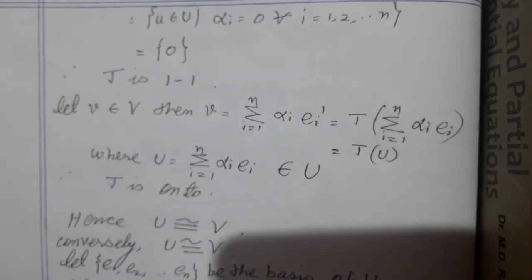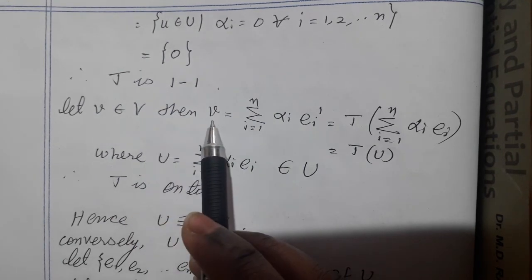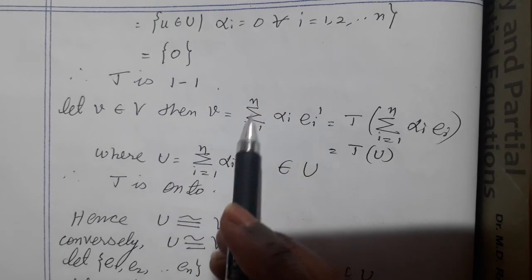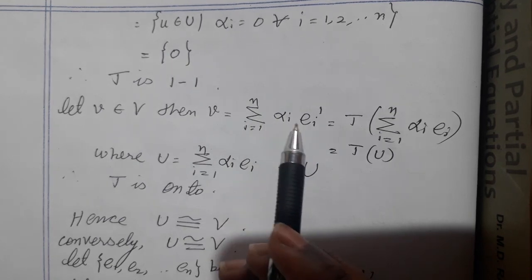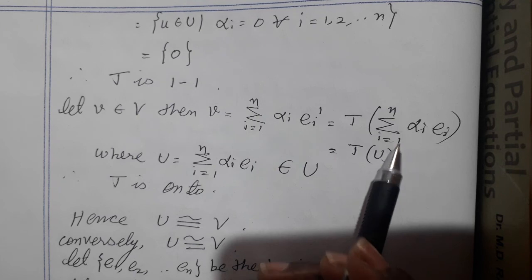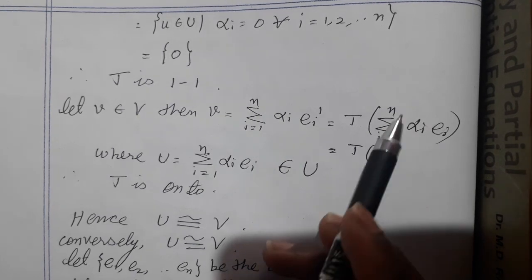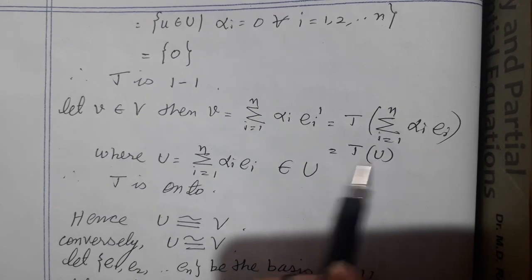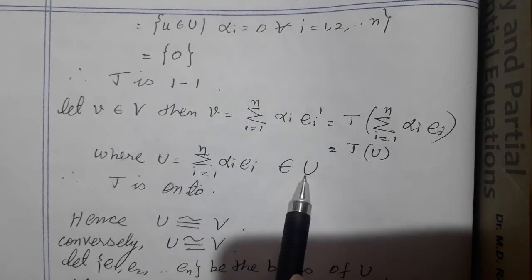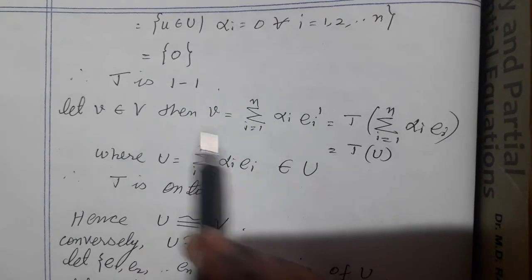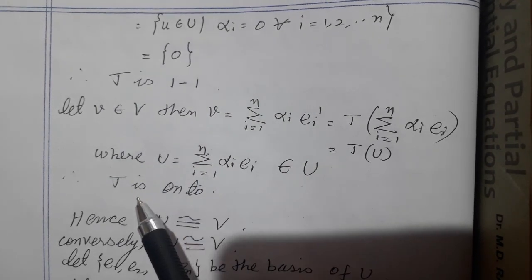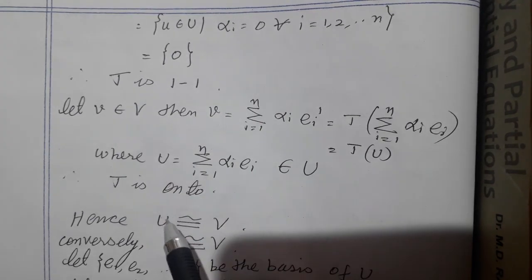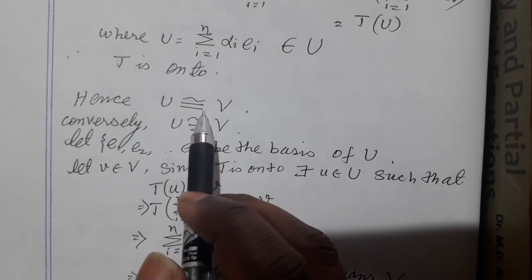Okay. Now I take one element in V, then this element can be written as a linear combination of the basis elements. By reversing the definition of T, this can be written as T of summation i equal to 1 to n lambda i e_i. This is an element in U, so we get T u, where u is this, and which belongs to U. So we have shown that T is onto. Okay. So we have shown T is one-one, T is onto, and T is a linear transformation. Hence these two vector spaces are isomorphic to each other.